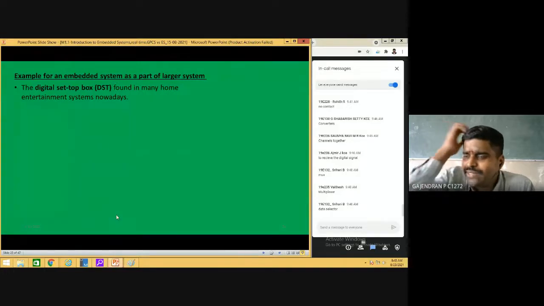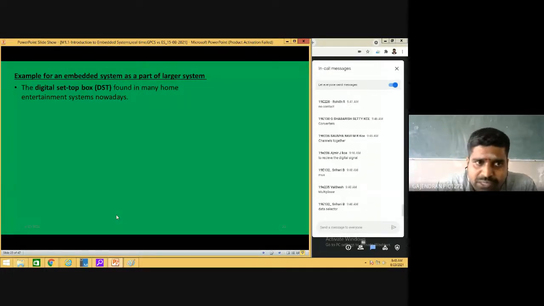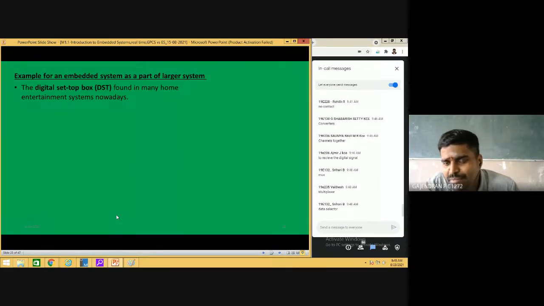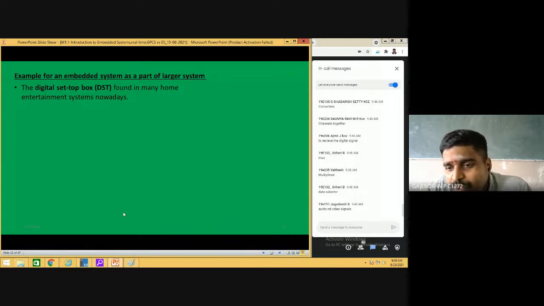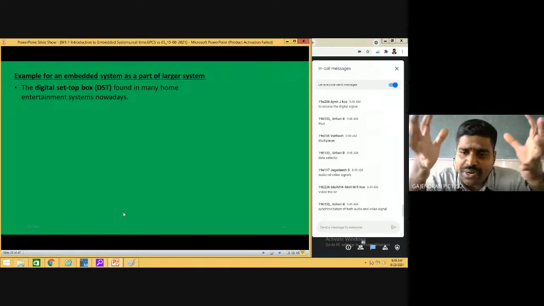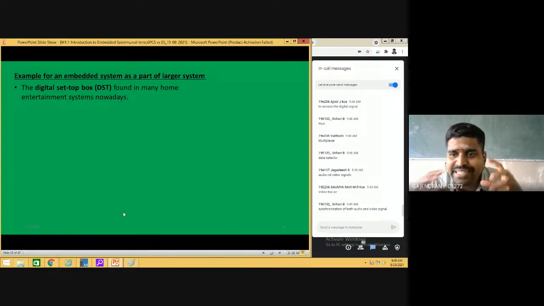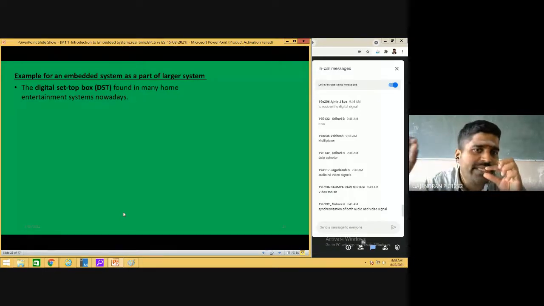Okay, what else do I have? Does my dish receive only an audio signal? No, we receive audio and video. Whenever you are receiving audio and video, the synchronization of both audio and video matters. Most of the time, you may watch some videos where the lip movement and the audio signal do not match.